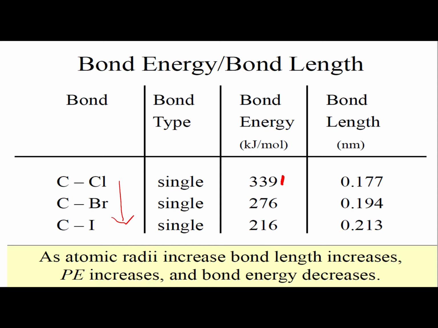As the atomic radii increase, bond length increases. Potential energy, so if you're asked about that, but a lot of times you're asked about bond energy. So the bond length increases as our radius gets bigger. Our potential energy increases, but our bond energy decreases.